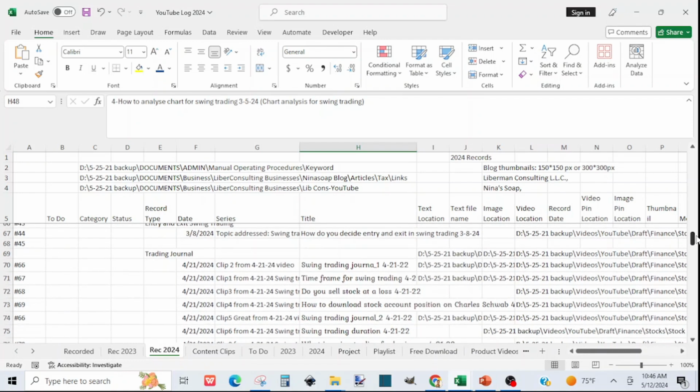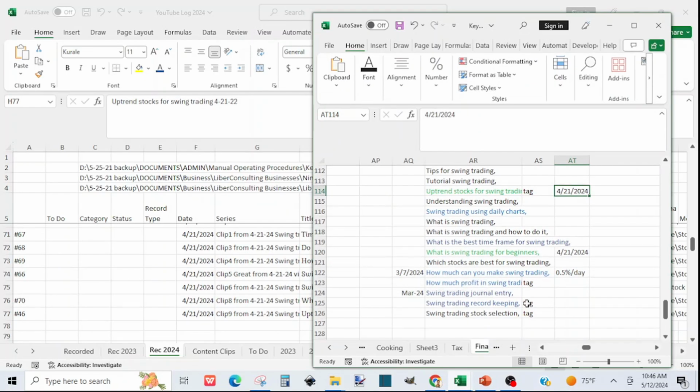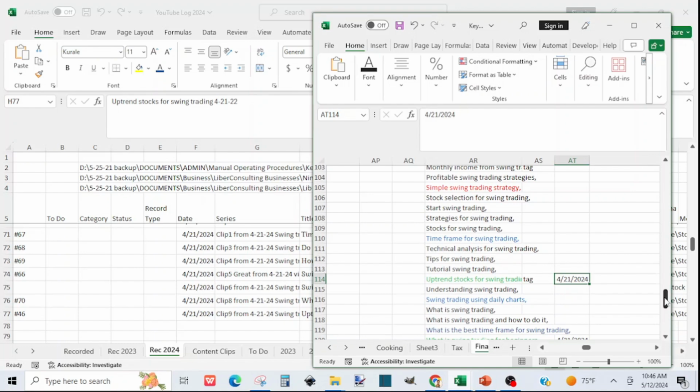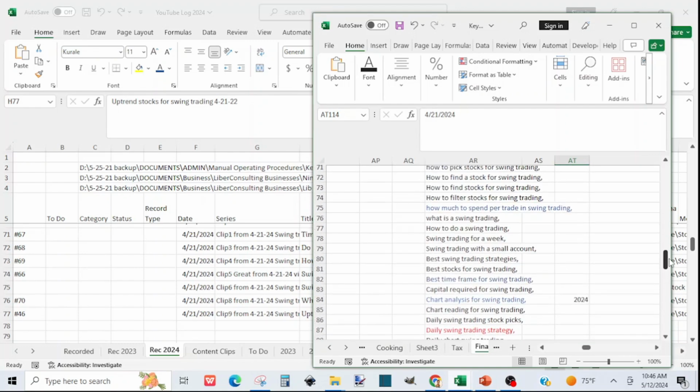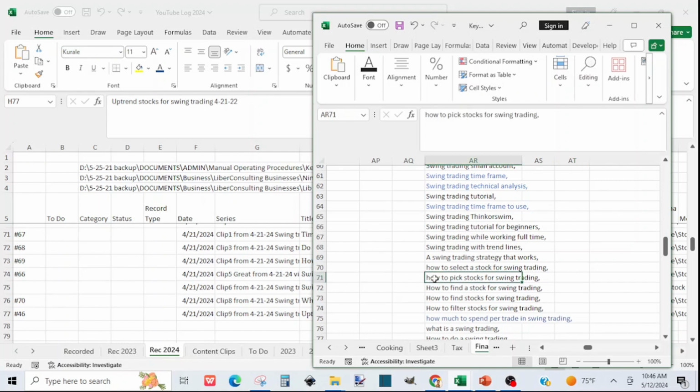So if we go to 425, I do have a video approaching the topic here. So I can now, how to pick stock for swing trading. How to find stocks for swing trading. I think my master list could answer that, or how to pick stocks for swing trading. How to find stocks, how to pick stocks will be answering that question.